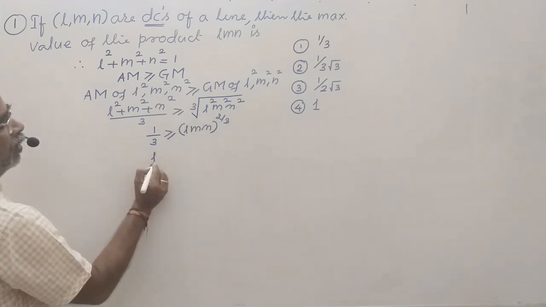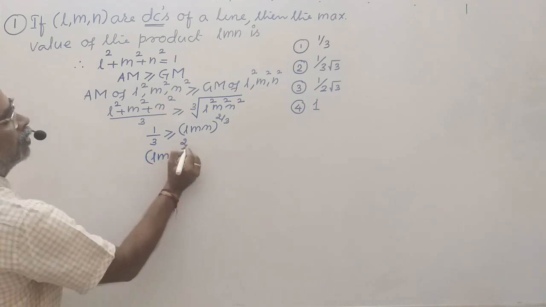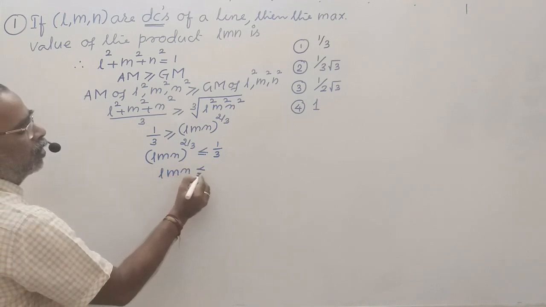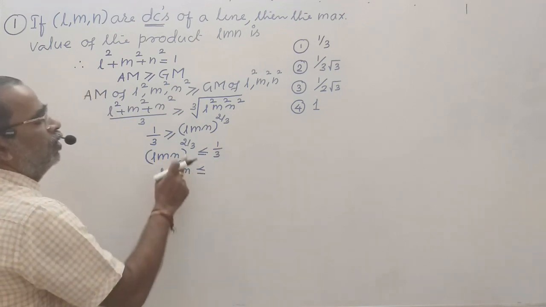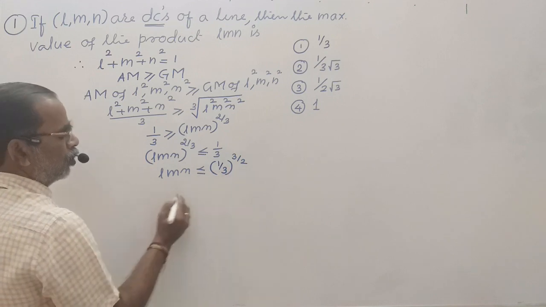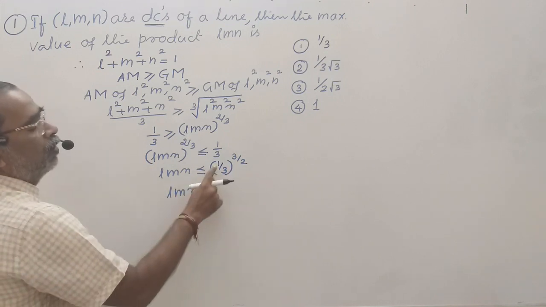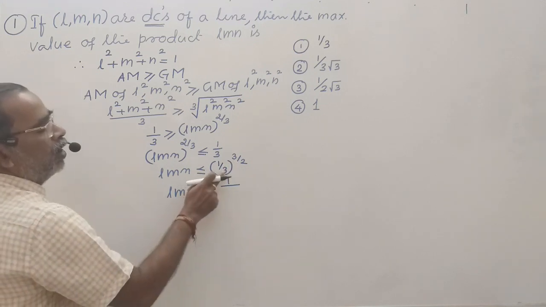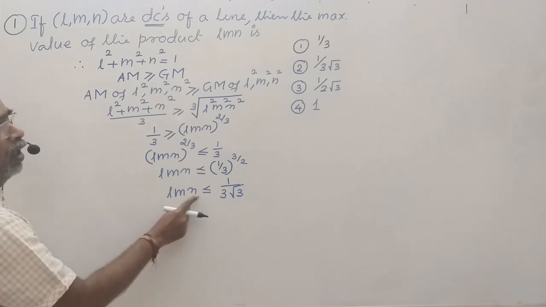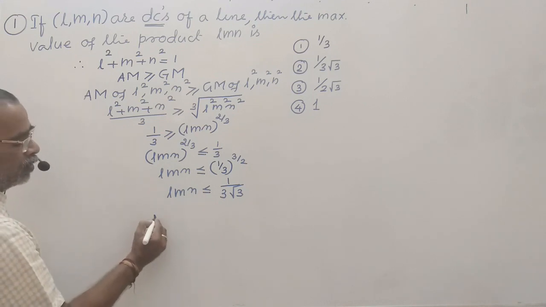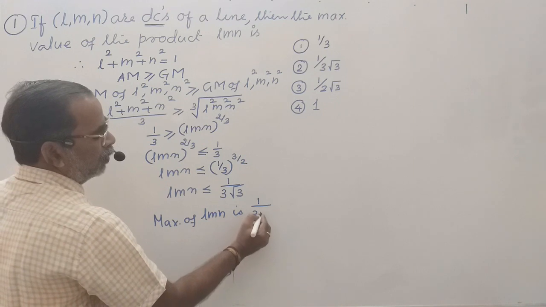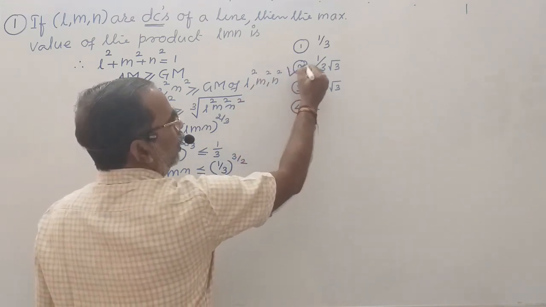Now I reverse this inequality. lmn whole power 2 by 3 is less than or equal to 1 by 3. This implies lmn is less than or equal to, transferring the power to the right side, 1 by 3 whole power 3 by 2. So lmn is less than or equal to 1 over 3 power 3 by 2, since 1 power any finite number is 1 only. 3 power 3 by 2 can be written as 3 root 3. Therefore this product lmn is equal to this or less than this. That means the maximum value of the product lmn is 1 divided by 3 root 3. These are the options. Therefore, the second option.